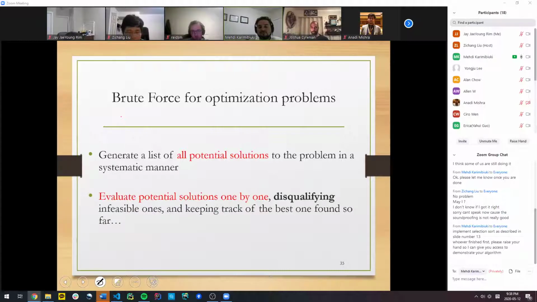And we have to evaluate potential solutions one by one, and that's where the problem is, because in brute force, we have to look at them one by one, disqualifying the infeasible ones and keeping track of the best ones that we found.